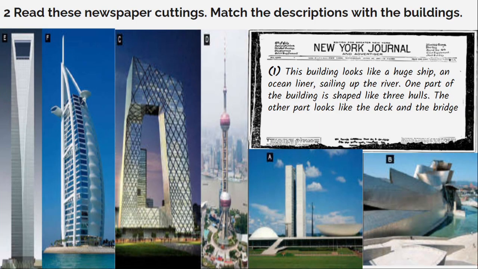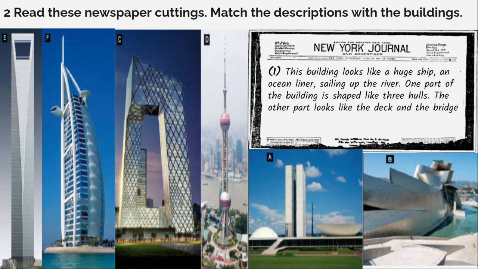So read these newspaper cuttings and match the descriptions with the buildings. In front of us, we have a newspaper cutting that contains a description, in terms of shape or appearance, of a particular building present in one of the 6 buildings in front of us. So let us read the first newspaper cutting or description.